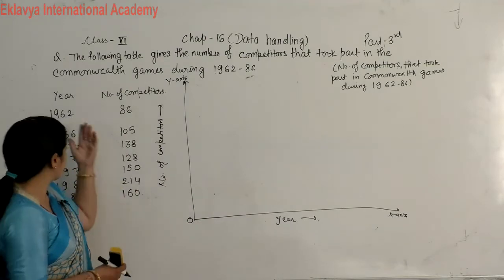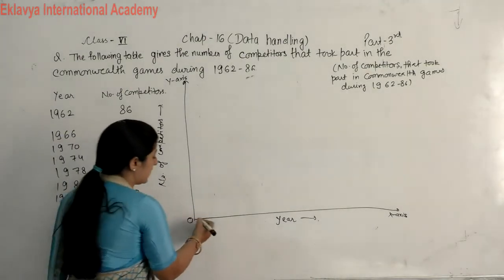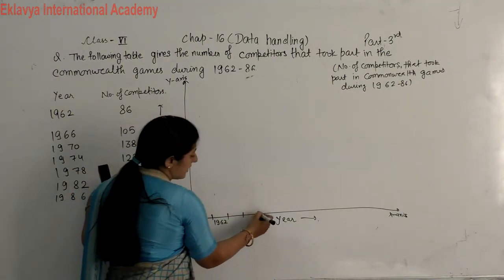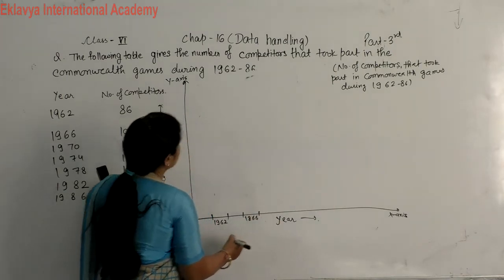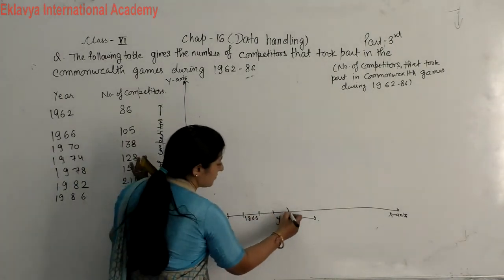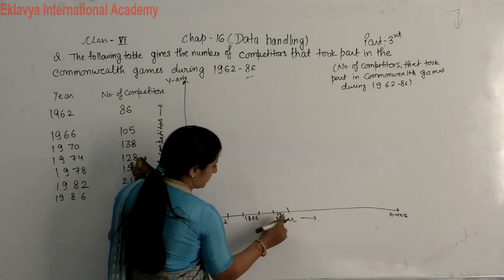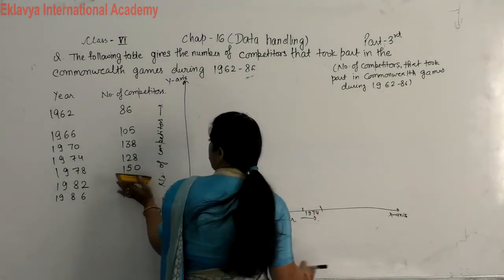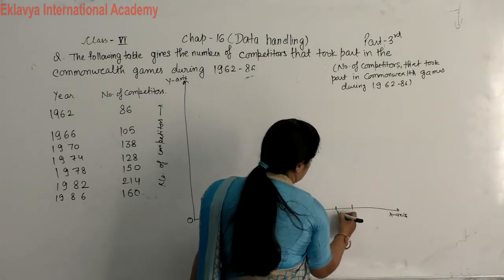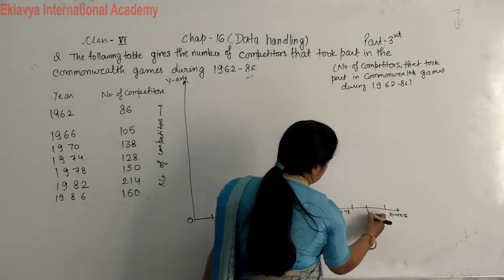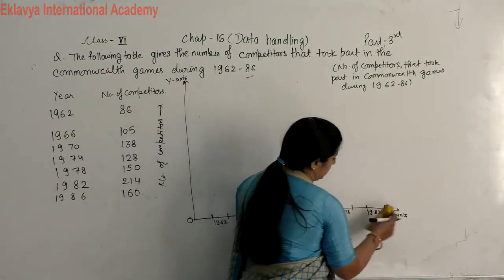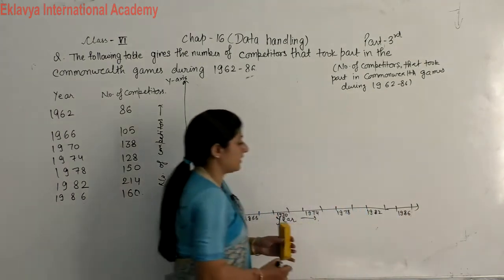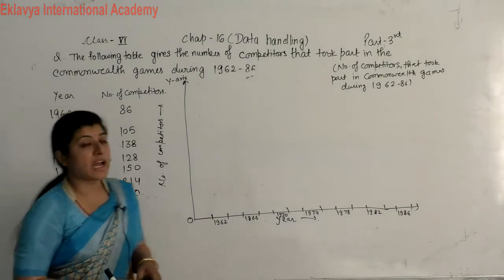On the x-axis we can easily take, suppose this one box I take 1962, leave one box, another box 1966, then leave another box, 1970, 1974, 1978, 1982, 1986. These are all the years we are representing on the x-axis.